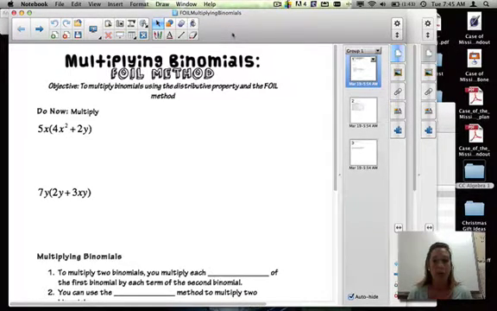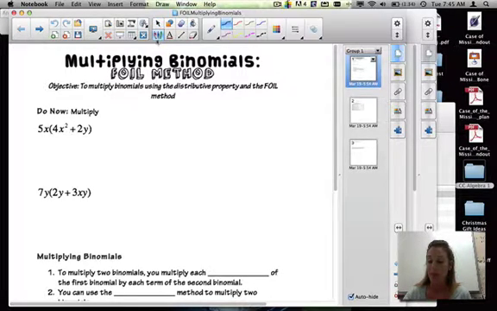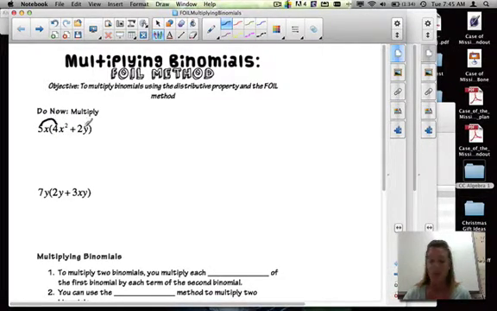This is part 2 of multiplying binomials using the FOIL method. The objective is to multiply binomials using the distributive property and the FOIL method. Okay, if you recall, when you were multiplying binomials in part 1, you were distributing the term on the outside of the parentheses to the terms on the inside. The FOIL method is going to be something similar, but let's refresh our brains a little bit.